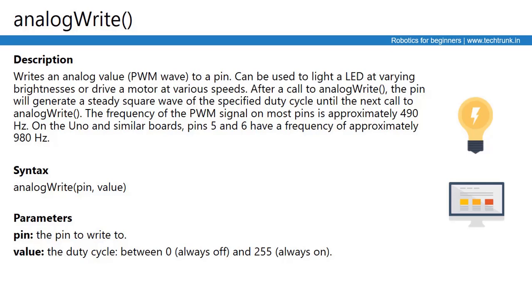The frequency of the PWM signal on most pins is approximately 490 Hz. On the Uno and similar boards, pins 5 and 6 have a frequency of approximately 980 Hz. The syntax we use is analogWrite(pin, value), where pin is the number of the pin we write to. In case of Uno, it can be pin number 3, 5, 6, 9, 10, 11, and the value is the duty cycle between 0 to 255, where 0 is always off and 255 is always on.